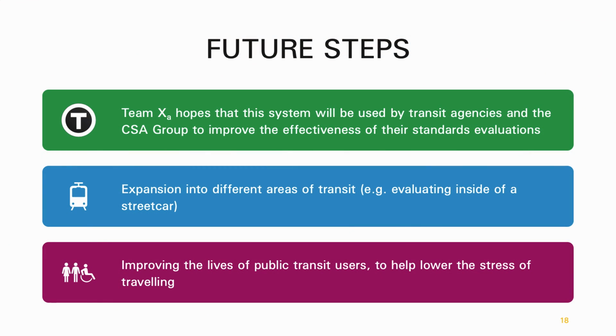So where do we hope to go with this in the future? Team XA hopes that this system will be used by transit agencies and the CSA group to improve the effectiveness of their standards evaluations. Next, we hope to expand this into different areas of transit, such as evaluating an actual streetcar or a transit hub. And finally, improving the lives of public transit users to help lower the stress of traveling, as we want to be part of the solution that lessens the curve of mental health issues regarding commuting.